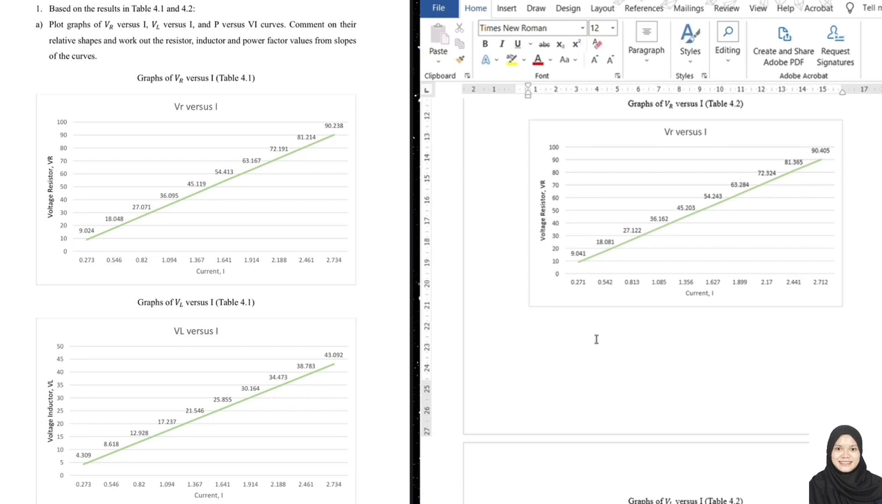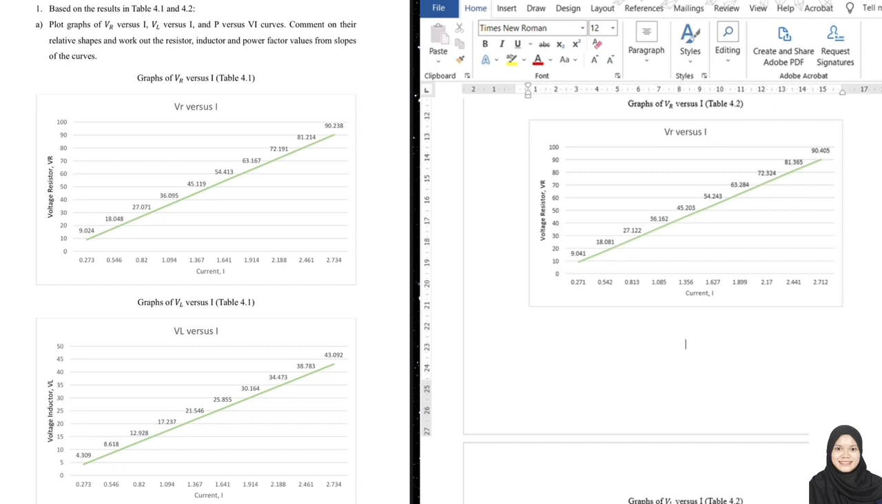There are two graphs that I need to do, which is for table 4.1 and table 4.2. From this graph we can observe for table 4.1 that as the voltage supply increases, the current passing through also increases. The value of current when 10 volt supply voltage is applied is 2.073.